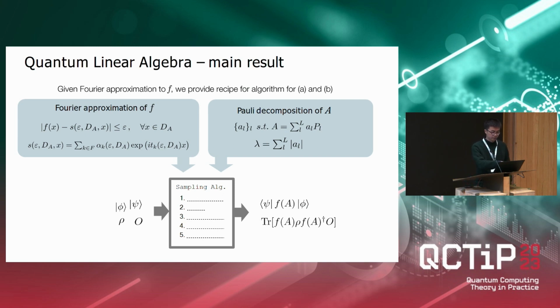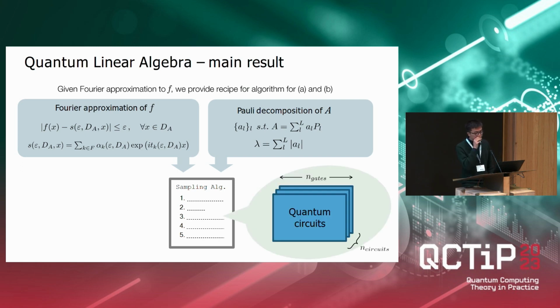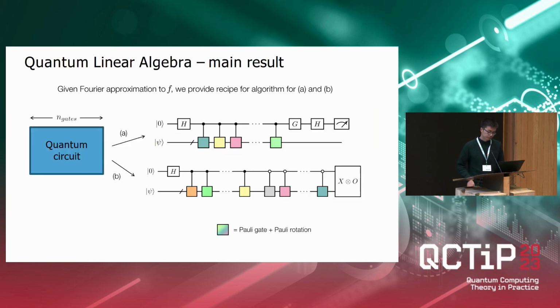Specifically, we'll also need preparations of phi and psi, or in the second case of rho, and an ability to measure this observable O. And with this algorithm, we'll also be able to write down the number of gates or the gate depth required, as well as a sufficient number of circuits to run in order to hit some error threshold. What these quantum circuits will look like are simply the Hadamard test circuit and its cousin. And this will apply controlled or anti-controlled versions of essentially Pauli gates or Pauli rotations.